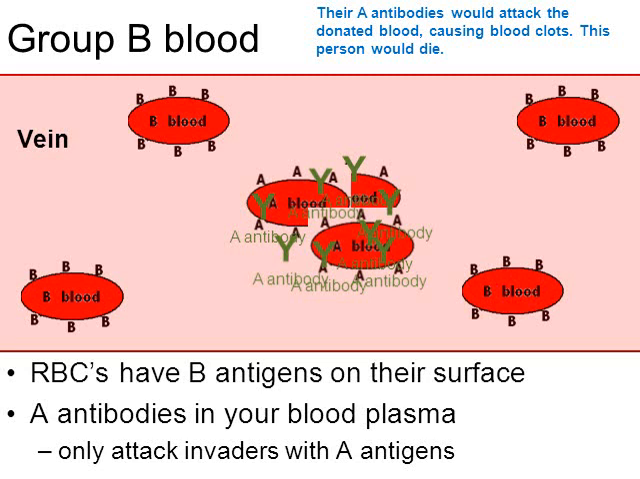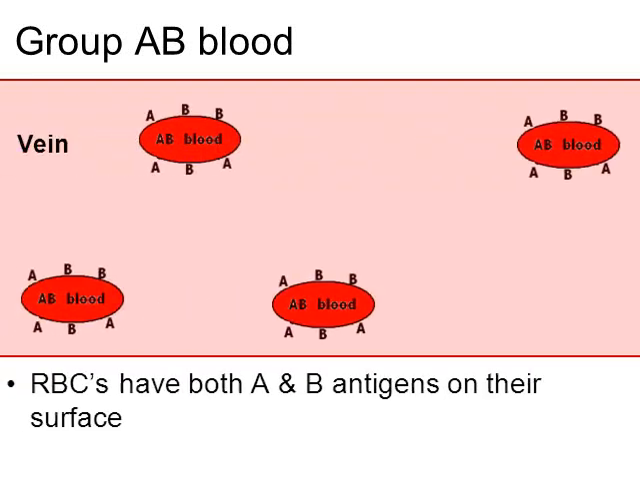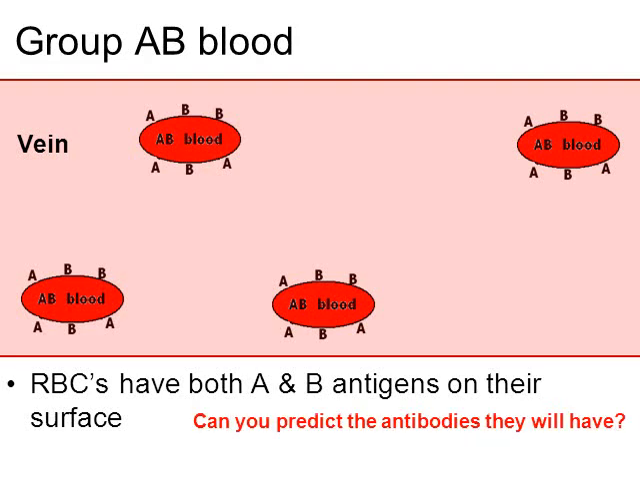What about type AB blood? If they have type AB blood, notice on their red blood cells there's both the A protein and the B protein, the A antigen and the B antigen. Can you predict the antibodies that they will have? Will they have an A antibody? Will they have a B antibody?